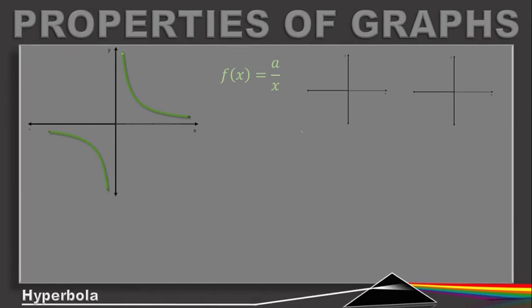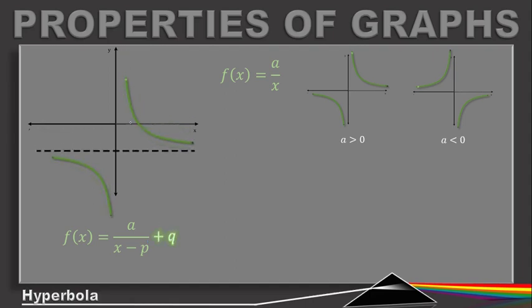Then for the hyperbola, we have it in its most basic form. It looks like this. If the a value is positive, the hyperbola lies in quadrants 1 and 3, and if the a value is negative, the hyperbola will lie in quadrants 2 and 4. Here we have its completed form, with a minus p and plus q. The q value moves the graph up and down. If this is plus 2, say, then the graph moves 2 units up, and when it's negative 2, it will move down 2 units.